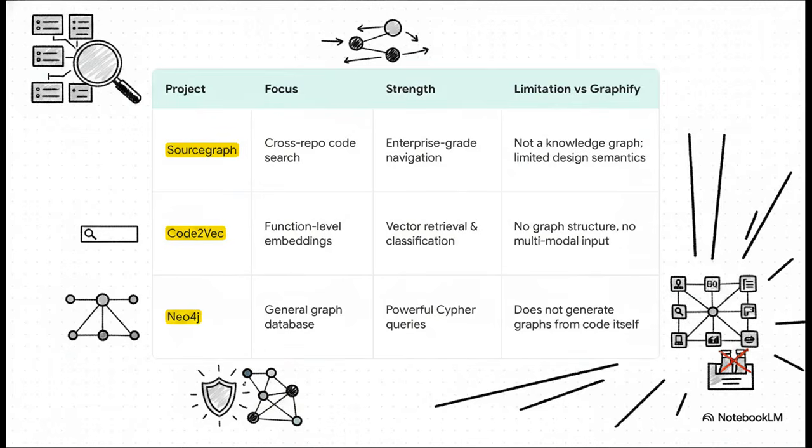So where does Graphify fit into the whole ecosystem? This table shows it really carves out its own unique space. You've got Sourcegraph, which is fantastic for code search, but it's not a knowledge graph. You've got Code2Vec, which works on function embeddings, but totally misses the overall project structure. And then there's Neo4j, a powerful graph database, but it doesn't create the graph from your code for you. Graphify is the only one that builds that multimodal knowledge graph directly from the repository itself. It really is the missing piece of the puzzle.